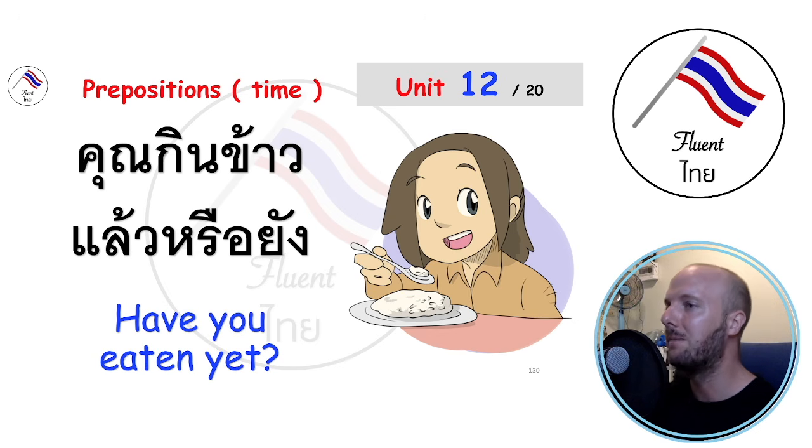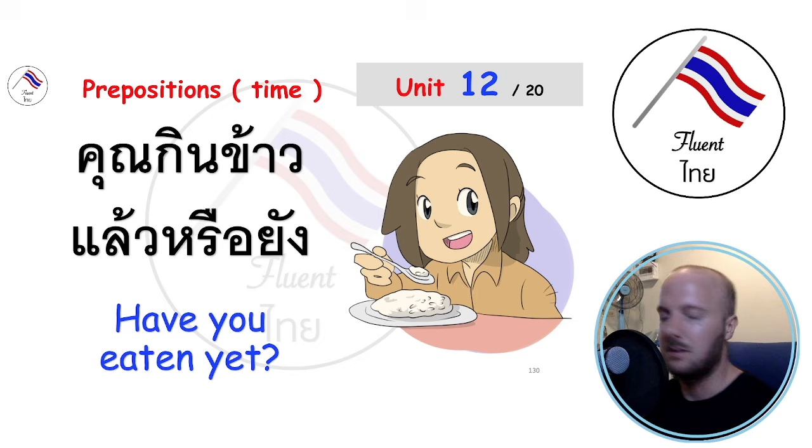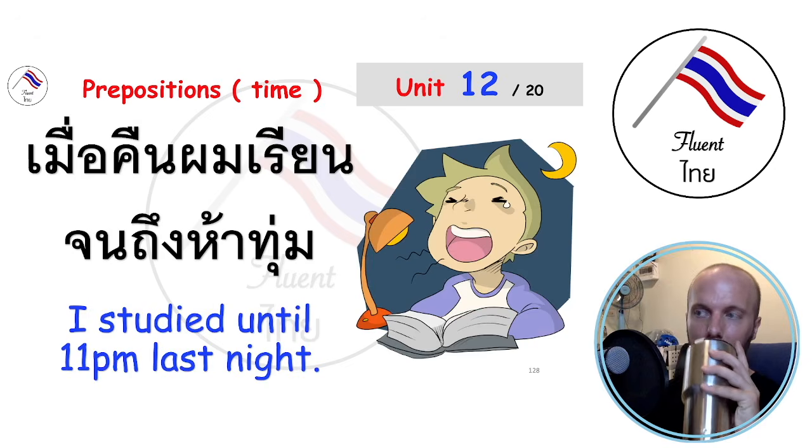Have you eaten yet? กินข้าวแล้วหรือยัง. The way you say "yet" in Thai is literally หรือยัง, so that's "or still." Have you eaten, or still not, I guess. Okay, and that's it. So let's go back.